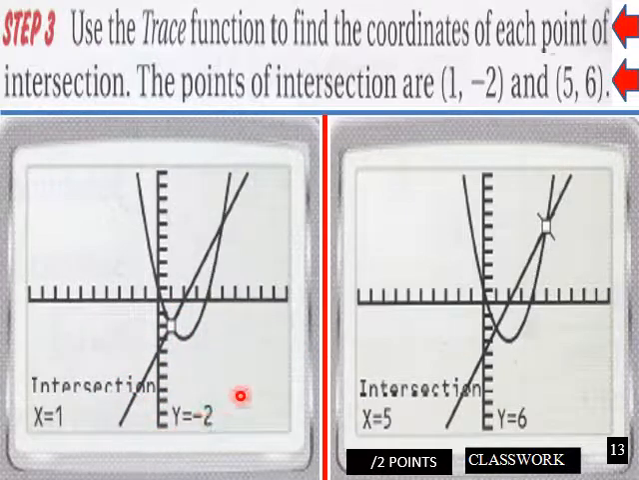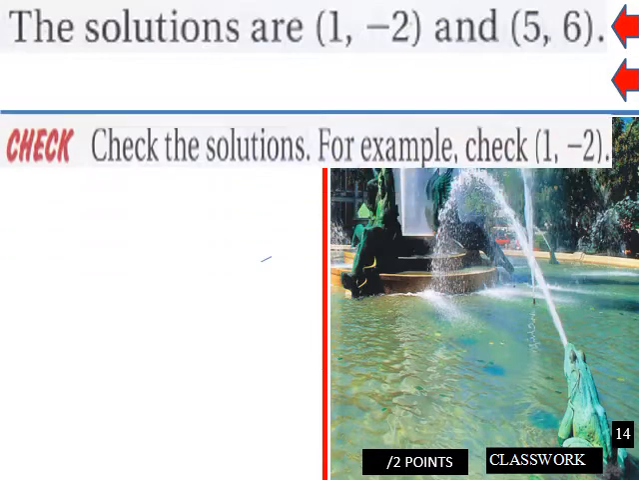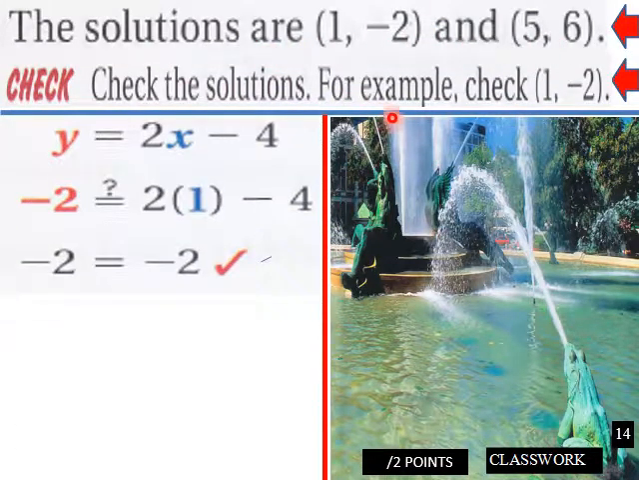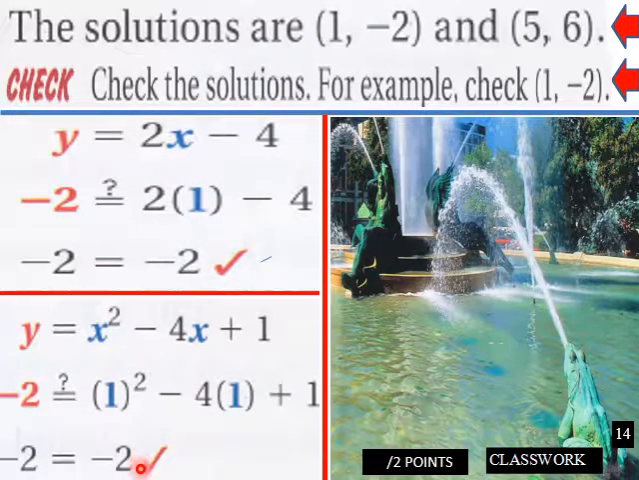Intersection, x equals 1, y equals negative 2. But this is what it should look like in your viewing window. So the solutions are (1, negative 2) and (5, 6). So now checking these, you can put these back in. So you're checking 1, and that checks there, and then checking here for 1, that checks there for x.